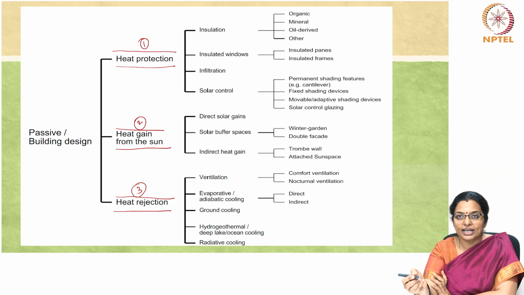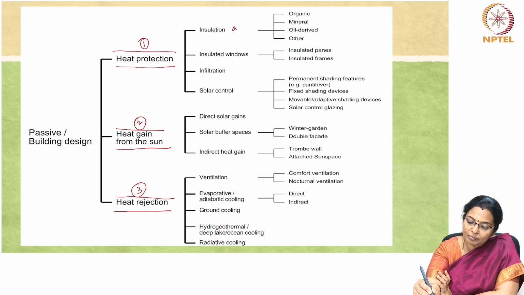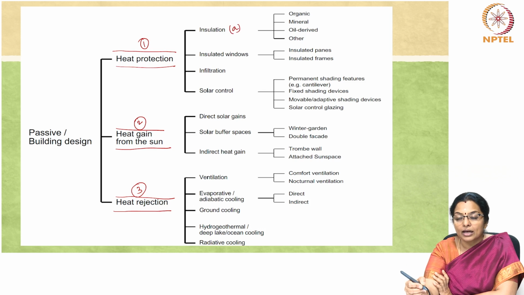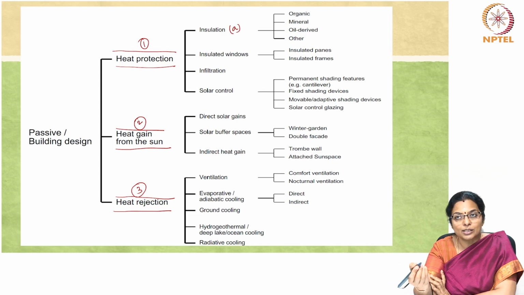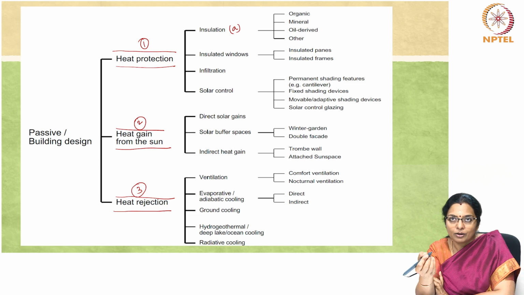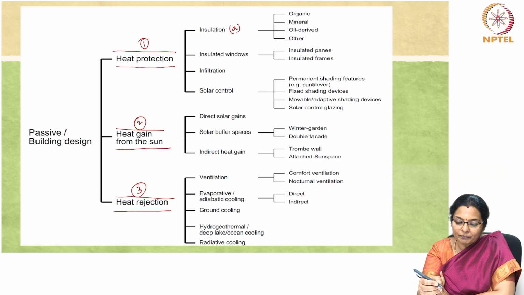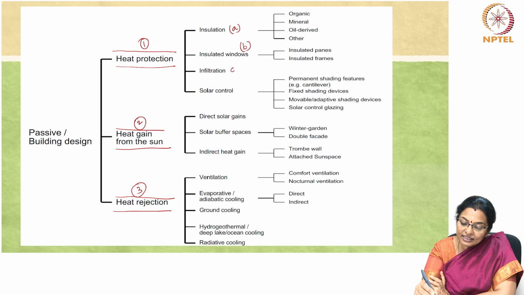So, heat protection can happen by insulating the building. So, you can use various insulations like how we saw in the previous slide, recycled denim or cork or glass wool. We can have insulated windows, double glazed windows maybe. Third is by infiltration, and fourth is by solar control.